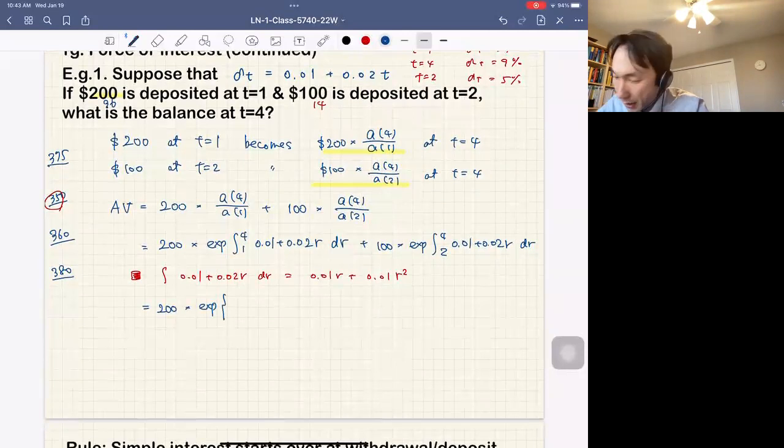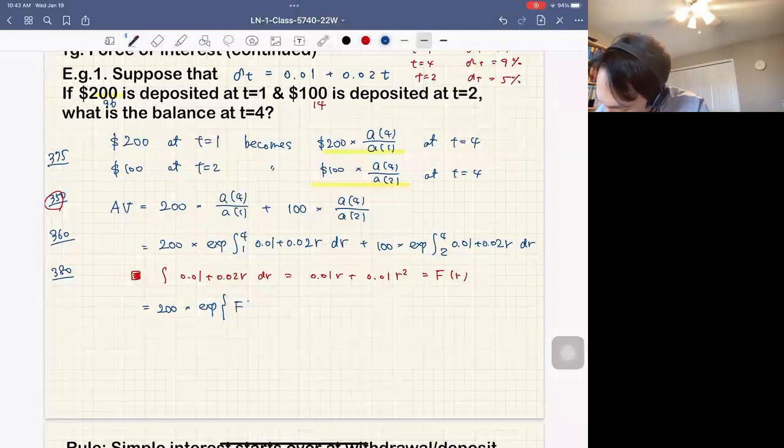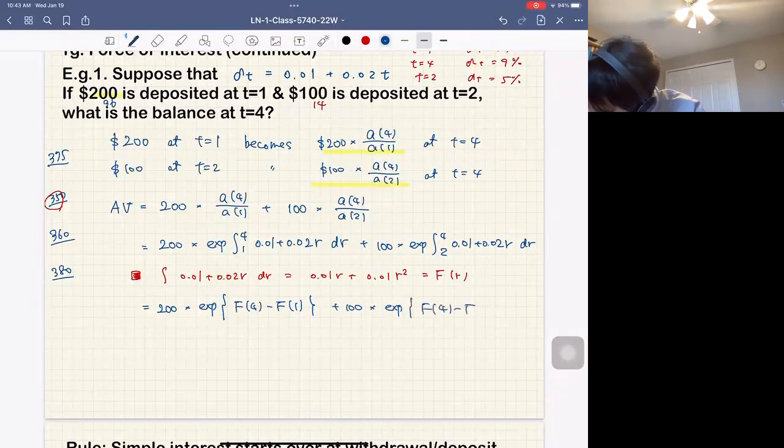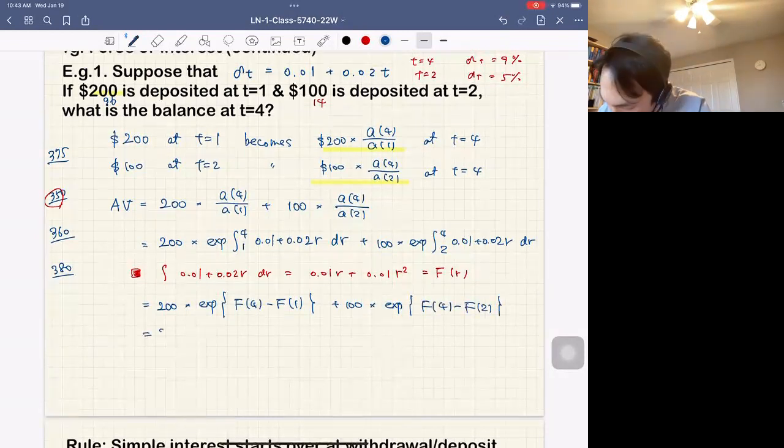So this is equal to 200 times the exponential of, okay, maybe I would call this f of r, then you can see this as f of 4 minus f of 1, plus 100 times exponential of f of 4 minus f of 2. So this is 200 times exponential of f of 4. F of 4 is you plug in 4.